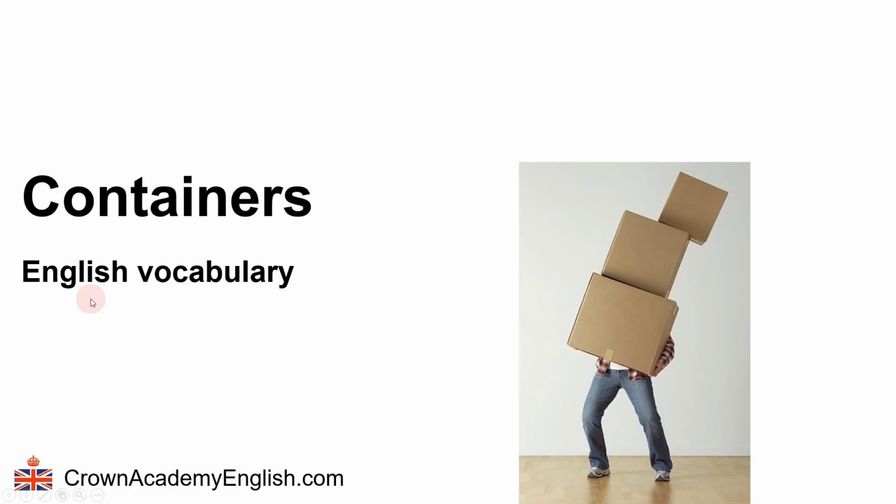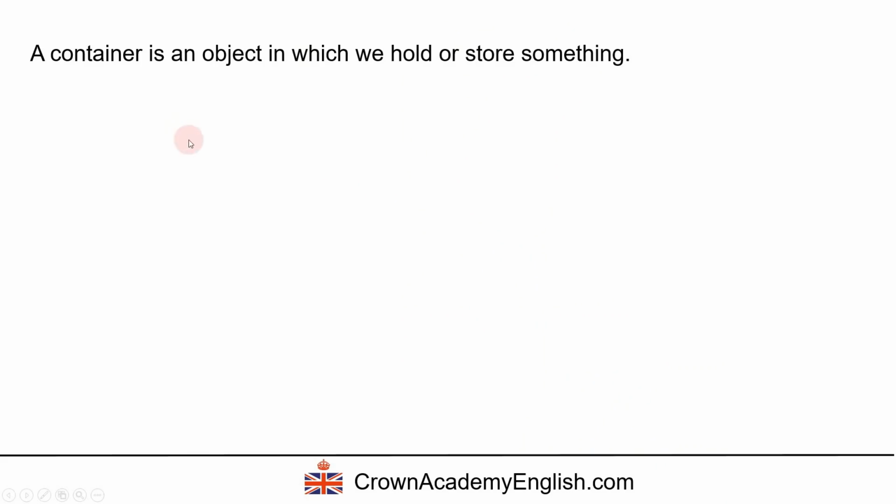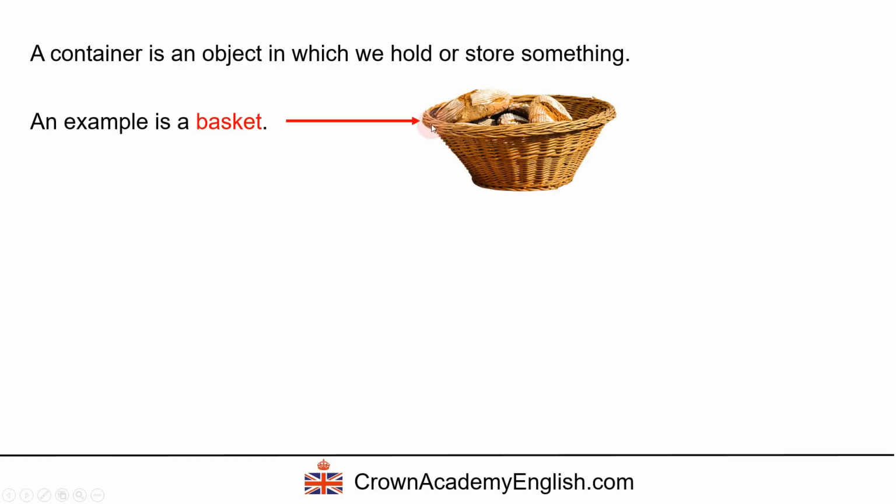Today we are doing an English vocabulary lesson all about containers. So, a container is an object in which we hold or store something. So an example is a basket. So here we have the basket. And in this example, we are storing bread in this basket. Okay, so a container, it contains something.